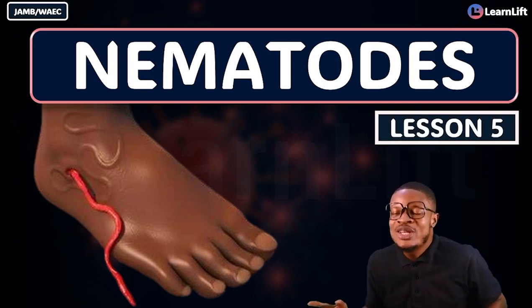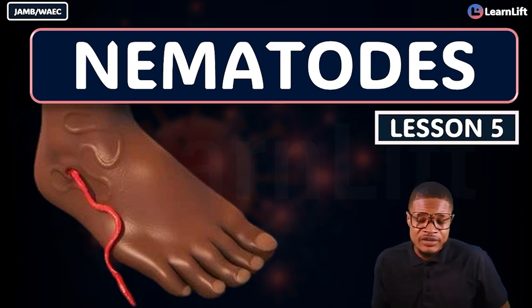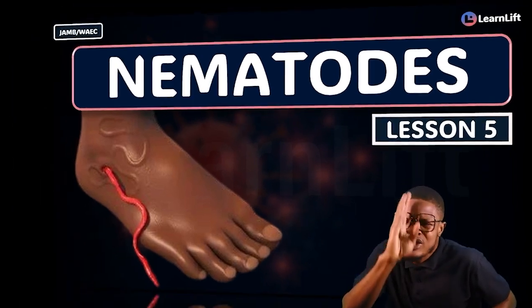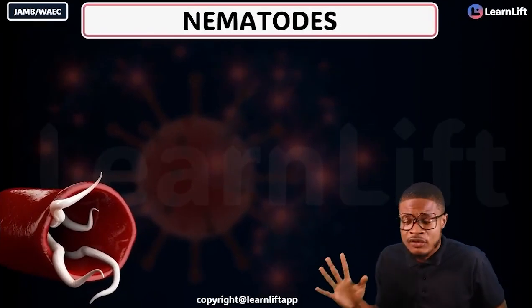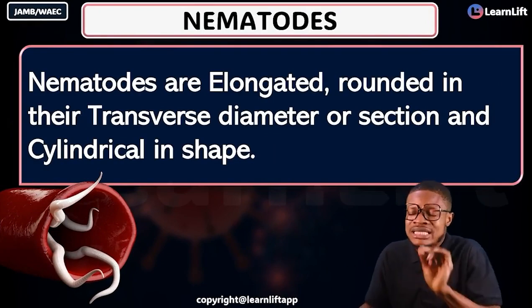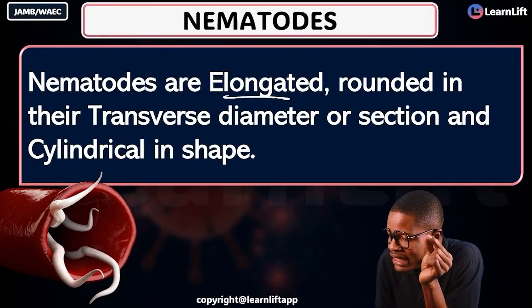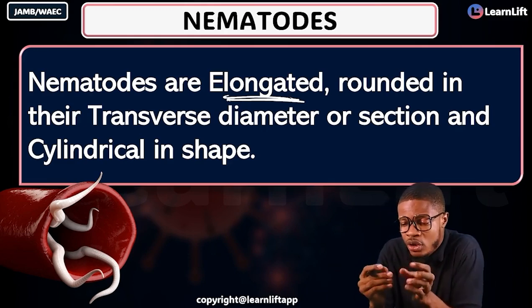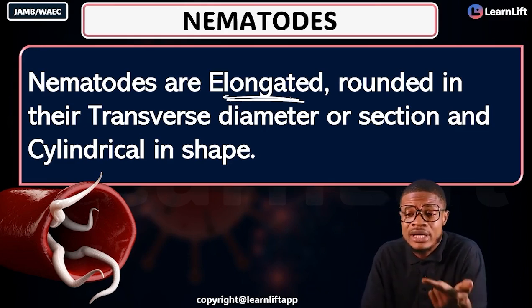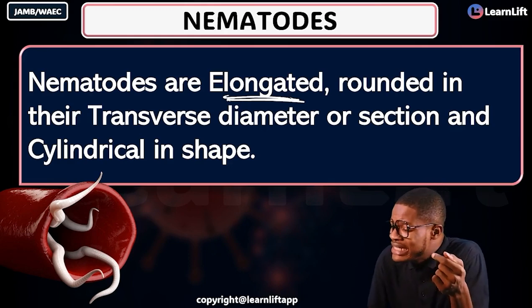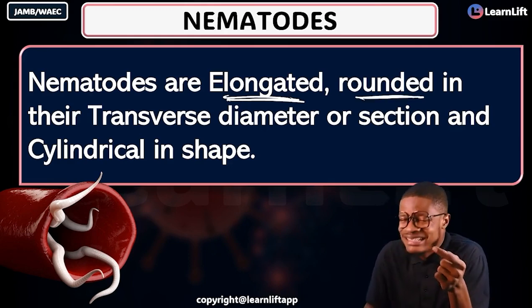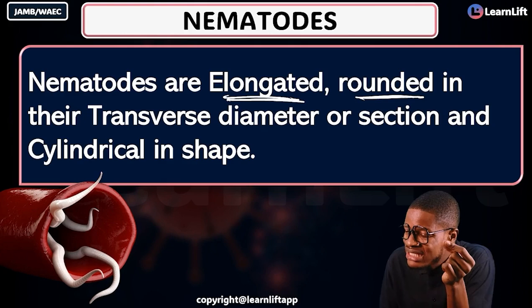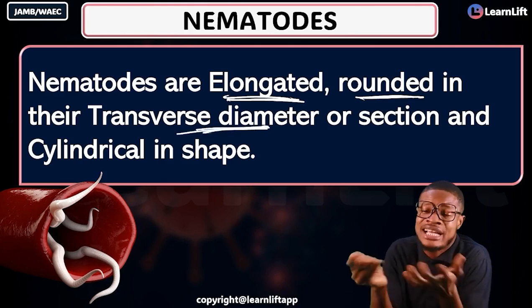Okay, what should we know? What are nematodes? Let's start from their definition very quickly. Nematodes are elongated. Are they short or are they long? They are long. That's why we say they are elongated. Number 2, they are rounded in their transverse diameter or section.